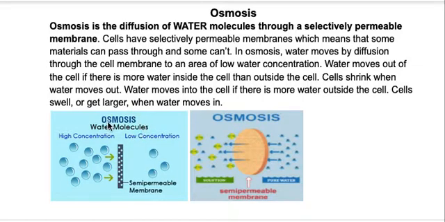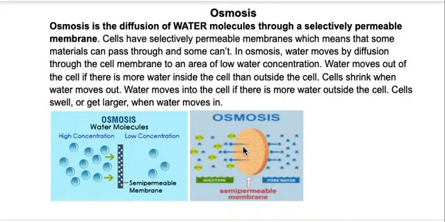So here's osmosis. There is a high concentration of water outside of the cell. This is the cell membrane, which is semi-permeable or selectively permeable. And there's a low concentration inside the cell. So the water is going to move from outside the cell to inside the cell until there's an equilibrium and the cell has the same amount inside as it does out. So you can kind of see that here.